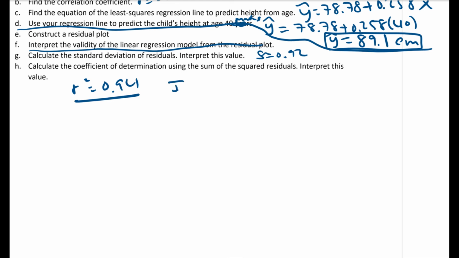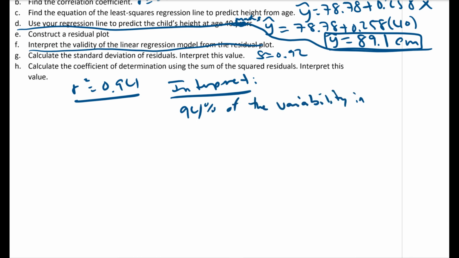Interpret this value. So this means that we got a 94% reduction in the variability in going from y bar to y hat, in using the regression line. So basically, 94% of the variability in the height can be accounted for by the regression line.